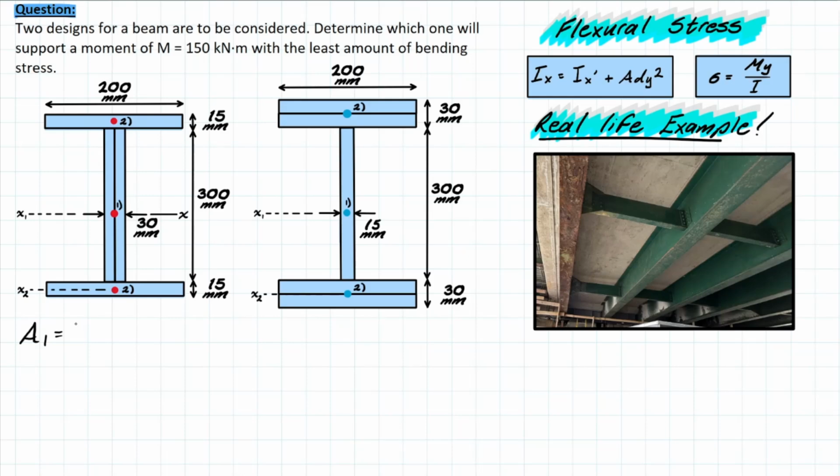Area 1, we are dealing with a 30 millimeter thickness for that web. So we're going to have 30 times the height, which is 300. And that's going to give you a value of 9,000 millimeters squared. Proceeding to the second member or section, we have the top and bottom flanges, which are 15 mil thick and 200 mil in width. So we have 15 times 200, and that's going to give you 3,000 millimeters squared. We can do the exact same thing for the second section here as well.